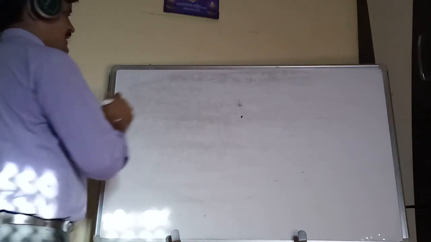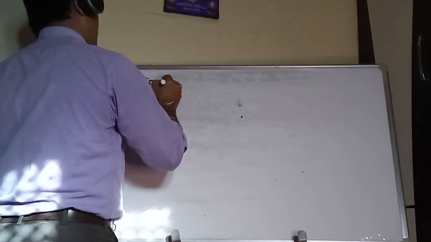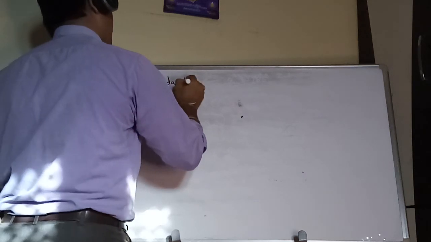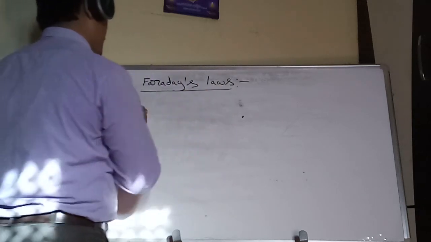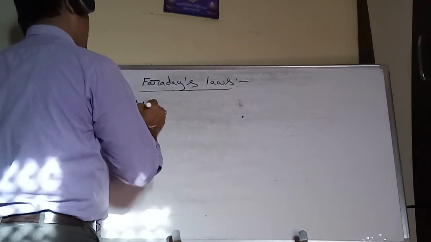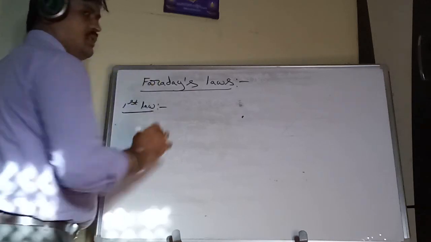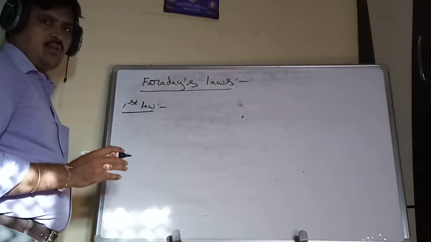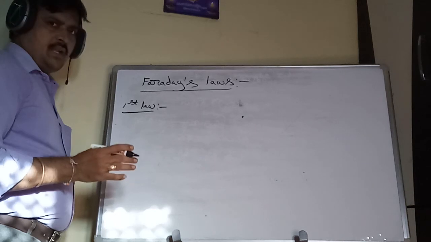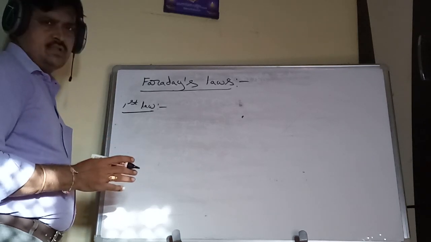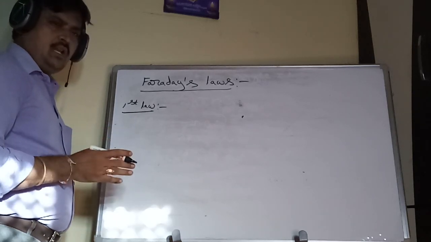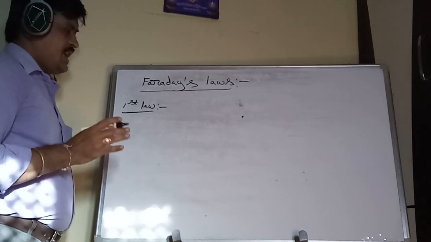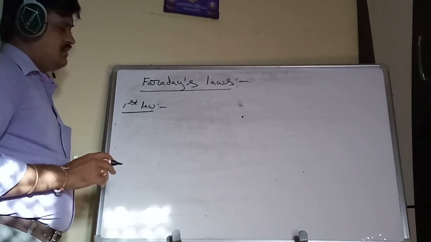Next one, Faraday's laws. First law: whenever magnetic flux linked with the coil changes, an induced EMF, electromotive force, will be generated. So when the magnetic flux linked with the coil changes, induced EMF is generated. That is the first law.